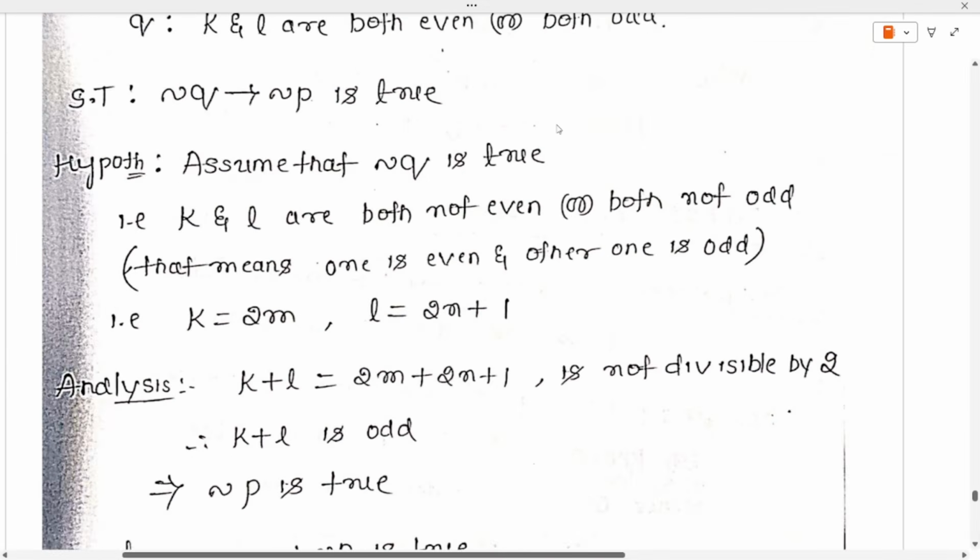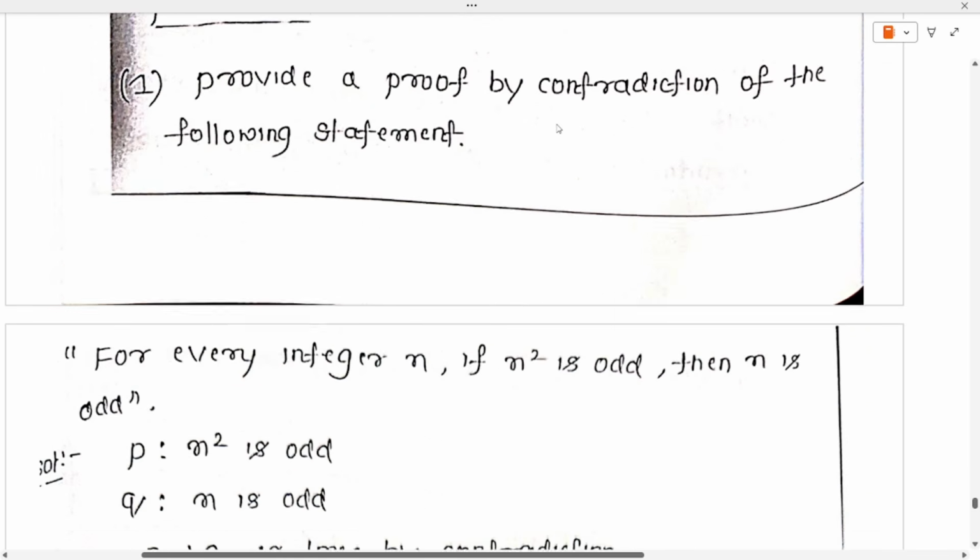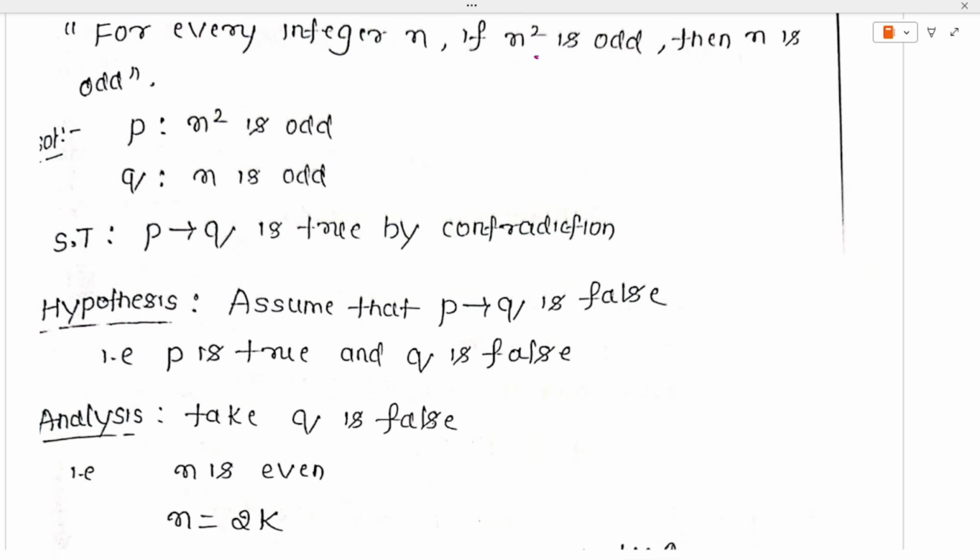So I hope you have understood. The same way you can do this by proof by contradiction. Next, n square is odd, n is odd, if you take that, it is true by contradiction.